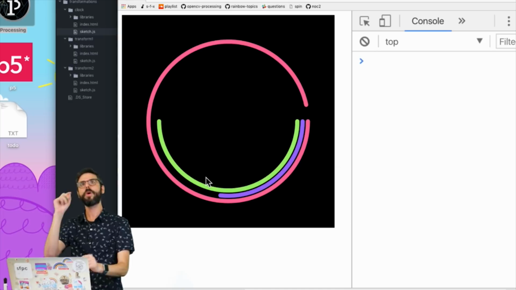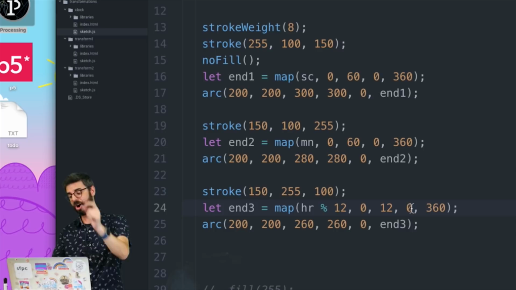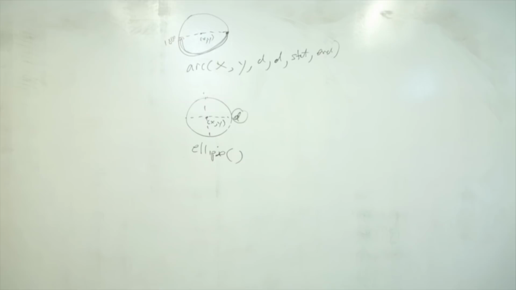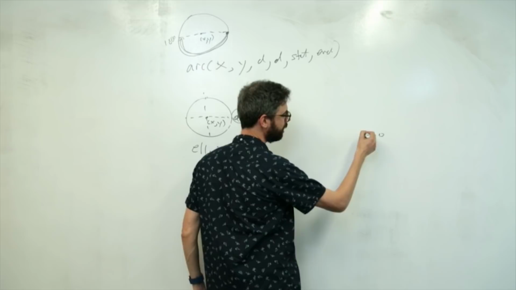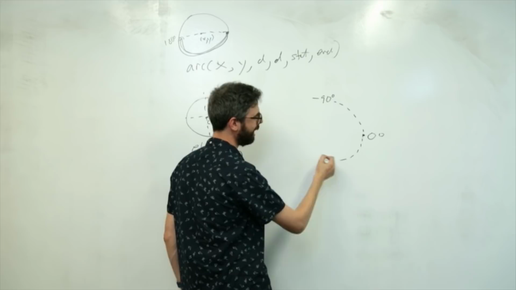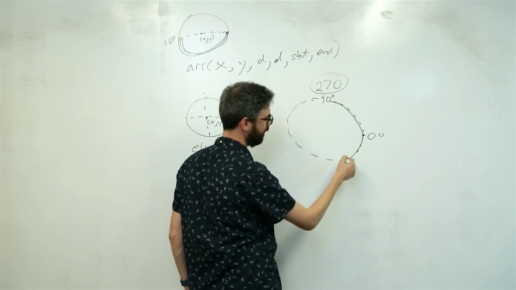What I really want to do is have that range not go from 0 to 360, but I want to start at negative 90 degrees. Right? So this is confusing because rotation happens counterclockwise. So if this is 0 degrees, I want to start up here at negative 90. Or I could also think of that as 270, right? And I want to go from that all the way to itself.